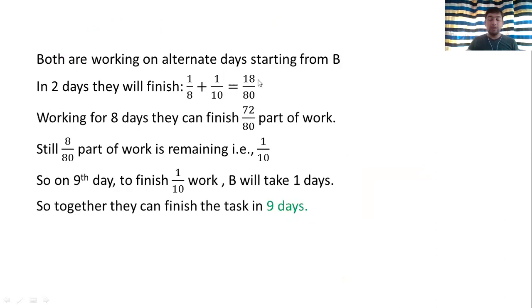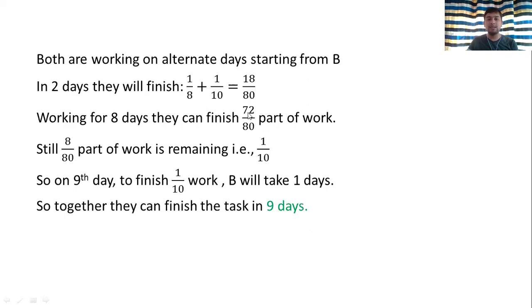Now look, this is the thing to understand: when will we say that they have finished the task? When this fraction becomes 1. So what is the numerator? 18. What is the denominator? 80. When will this fraction become 1? When it is 80/80, when the numerator is equal to the denominator. So if they work for 8 days, how much will they finish?